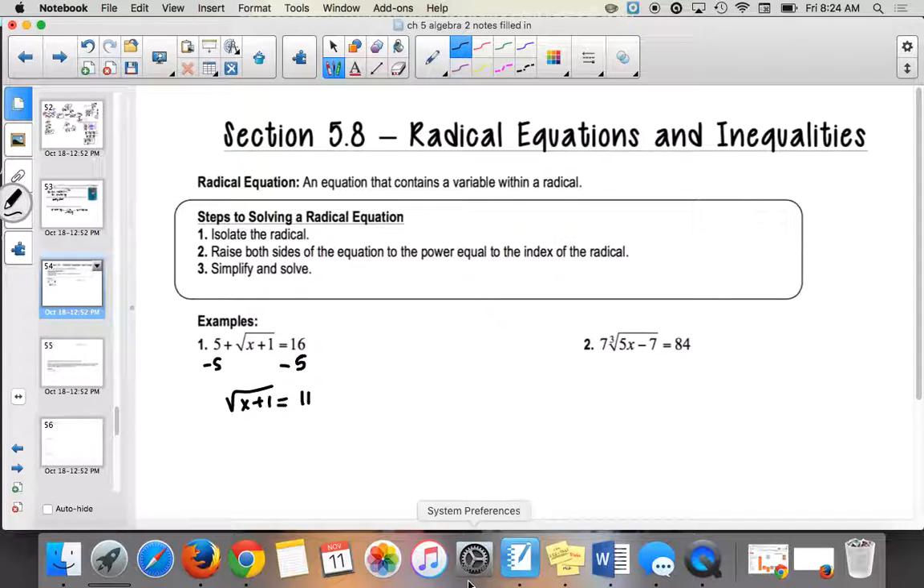And then I need to get rid of the square root, so the opposite of a square root is squaring, right? So I'm going to square both sides. And 11 squared is 121. So I'm going to have x plus 1 equals 121. So x is equal to 120. Done. Do we like those ones?